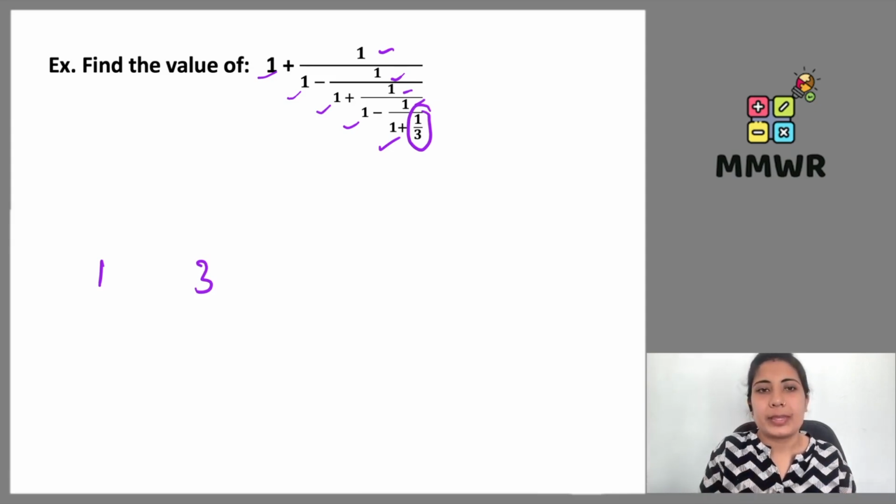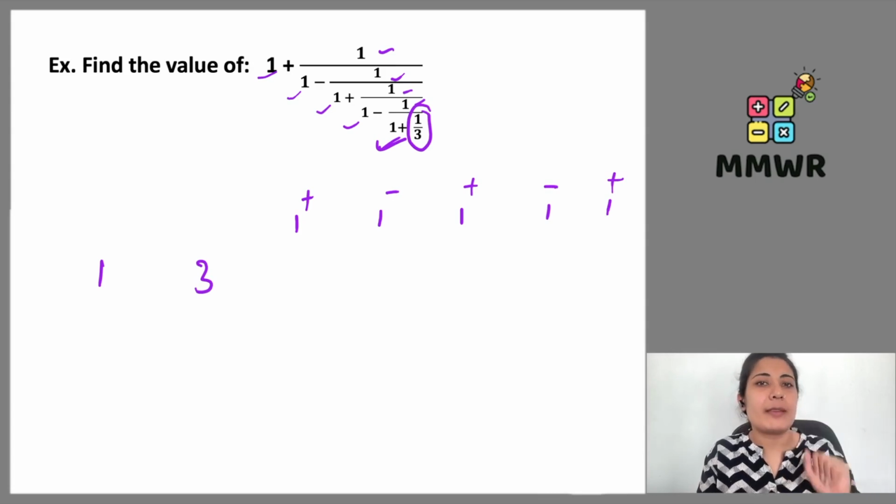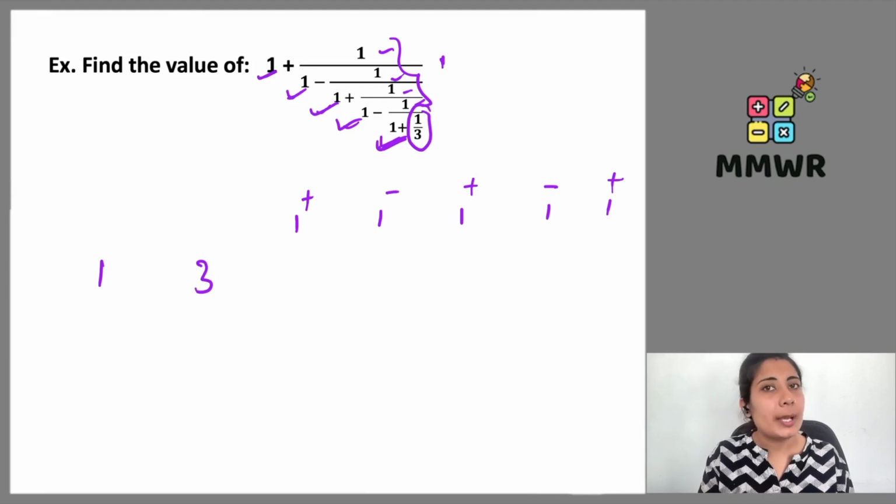So 1, 3. Then we have 1 with plus sign, then 1 with minus sign, then 1 with plus sign, then 1 with minus sign, then 1 with plus sign. Total 5 times we have 1: 1, 2, 3, 4, 5. And at these places also we have only 1. Other than 1, if something comes, that needs to be written into the denominator.